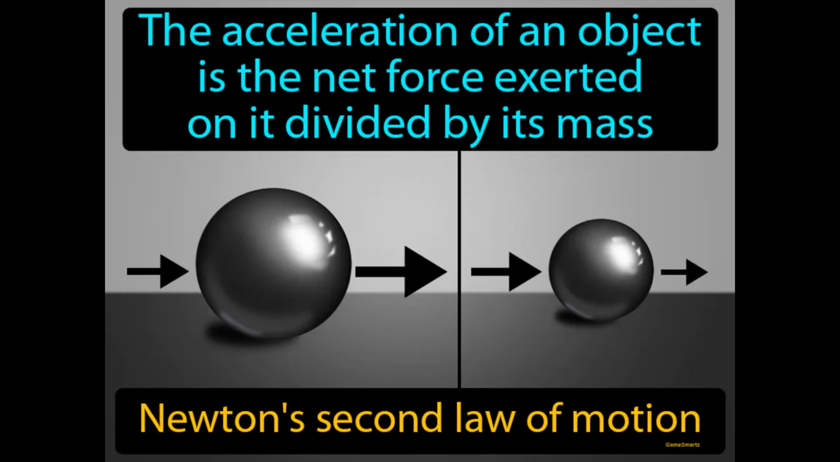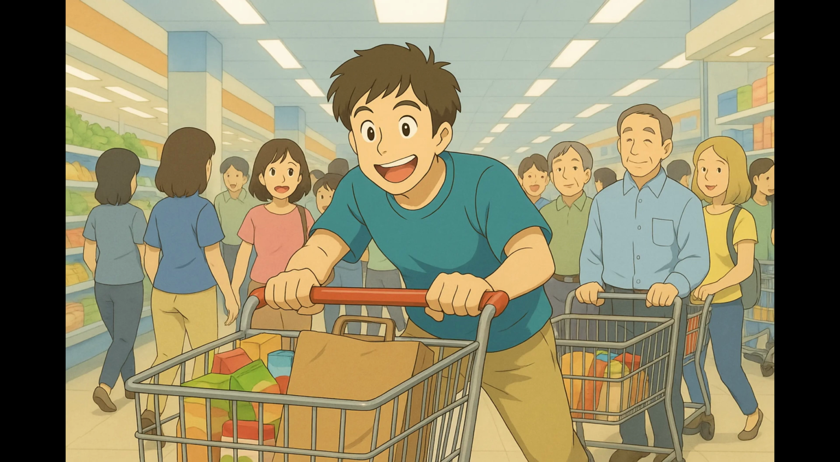The acceleration of an object is the net force exerted on it divided by its mass. Newton's second law of motion. Simply put, this law explains that how fast something speeds up depends on how hard you push it and how heavy it is. Imagine you're trying to push a heavy shopping cart through a crowded supermarket.